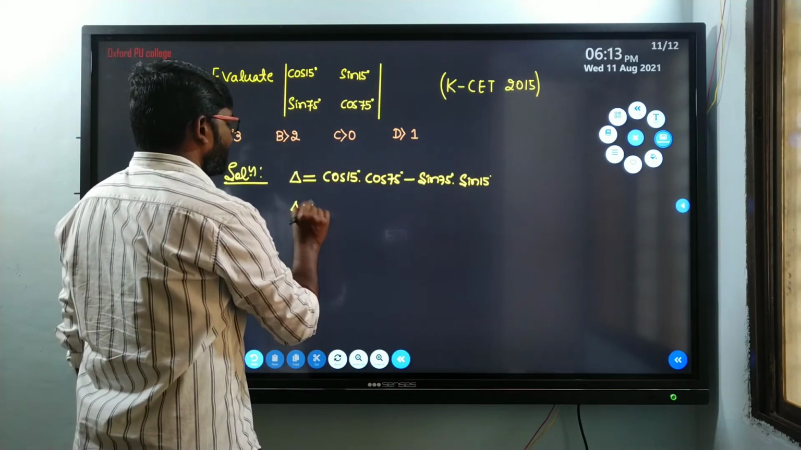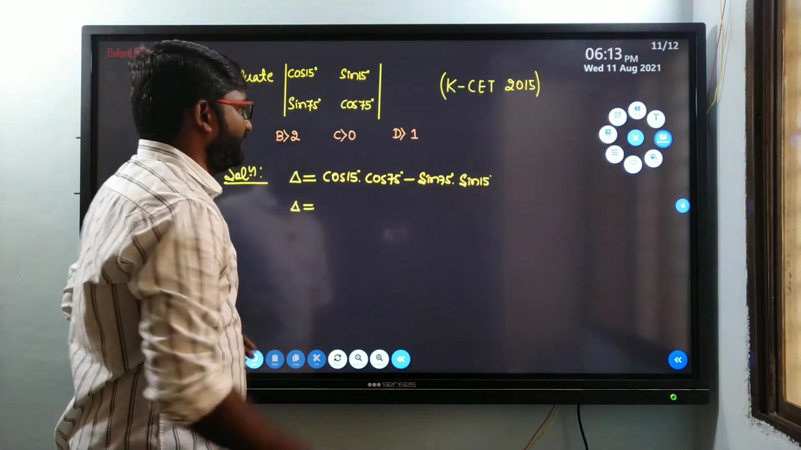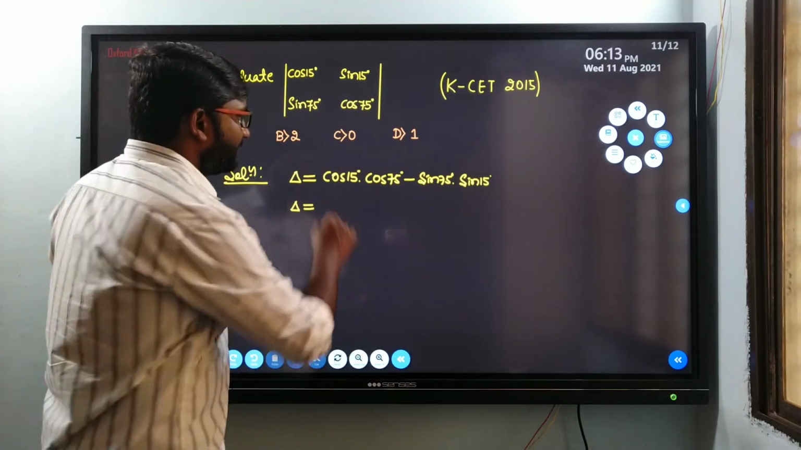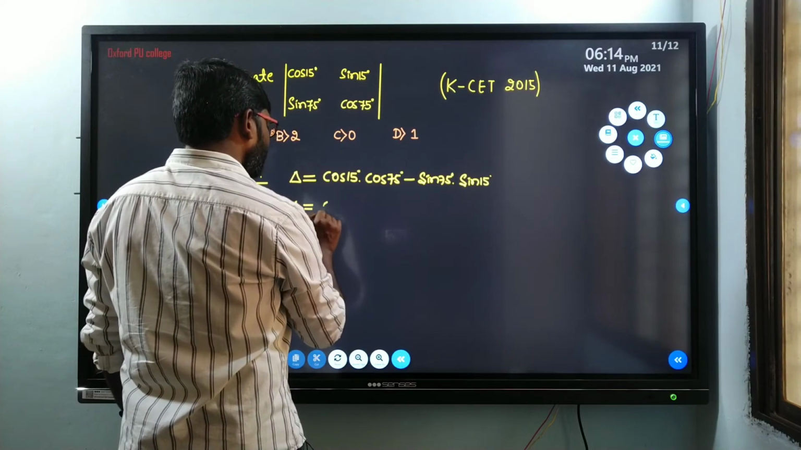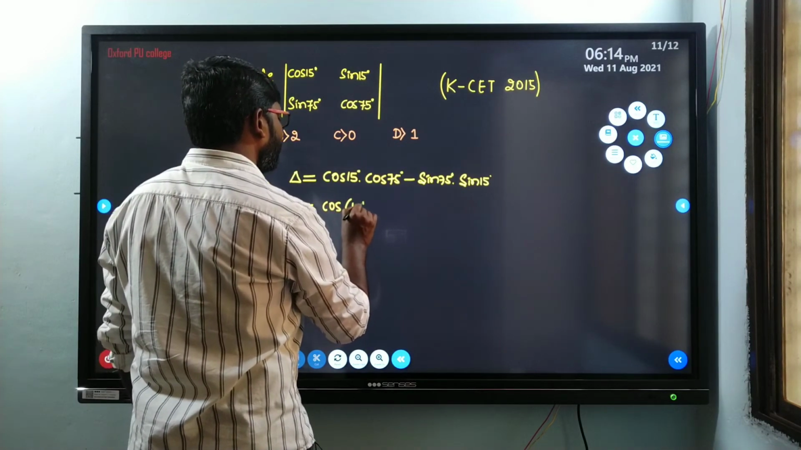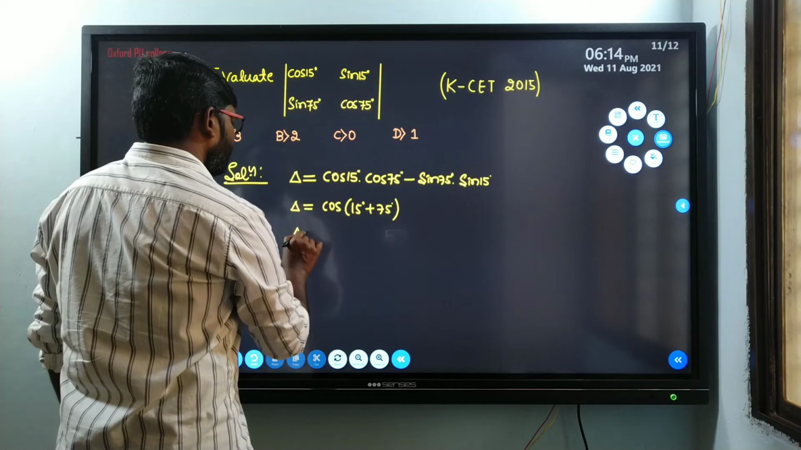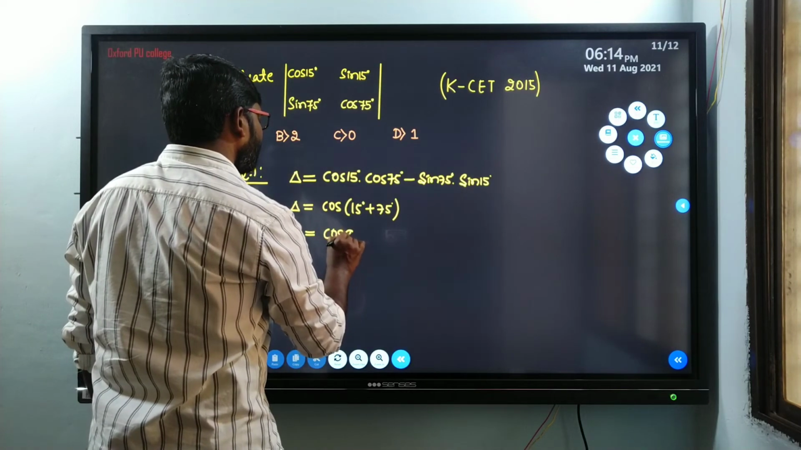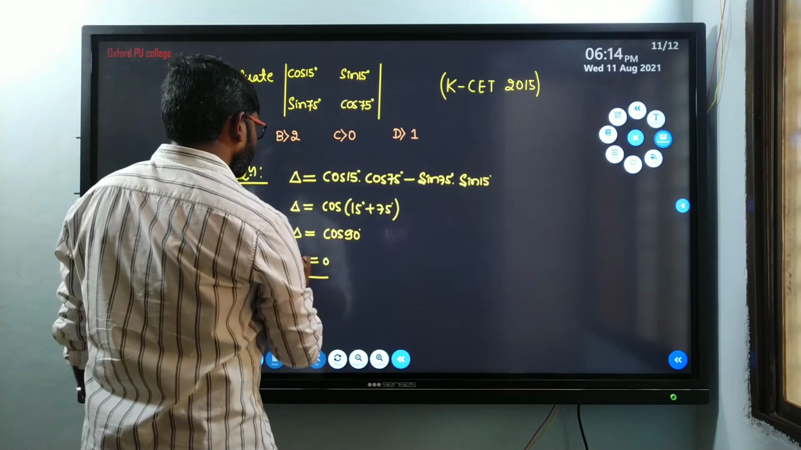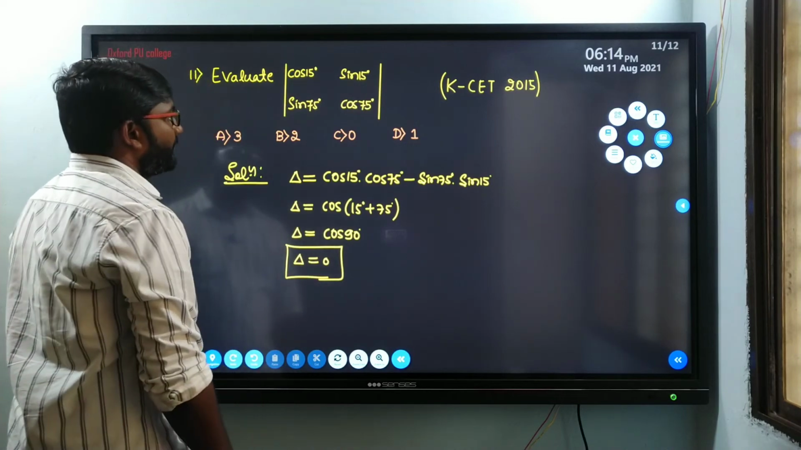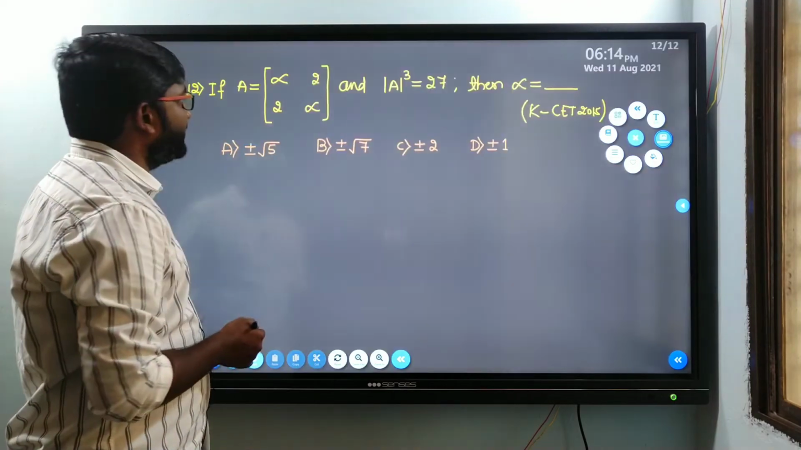This is in the form of cos A cos B minus sin A sin B. Here A is 15 degree, B is 75 degree. This is nothing but cos of A plus B, which is cos of 15 degree plus 75 degree. So the determinant value will be cos 90 degree. What is the value of cos 90 degree? It is 0. Option C will be the correct answer. Then I will be going for the next question.